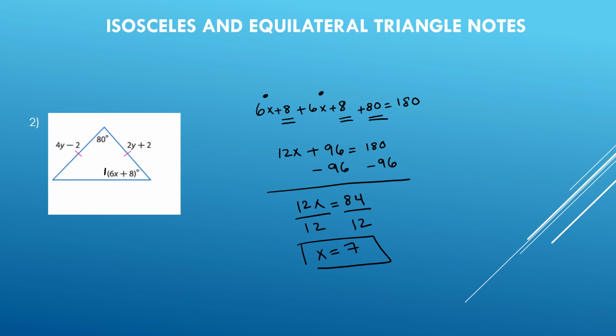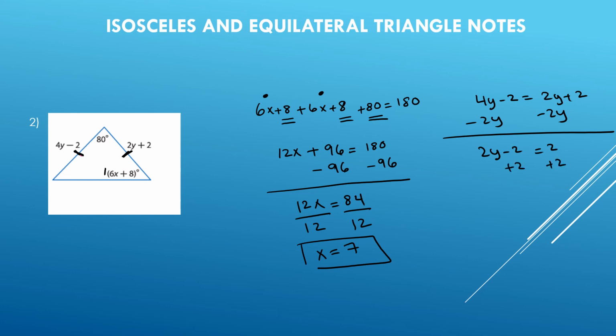Now let's set up for y. For y, we know that the sides are congruent, so we'll set them equal to each other. So 4y minus 2 equals 2y plus 2. We'll combine like terms, so we'll subtract 2y on both sides. So 2y minus 2 equals 2. Add 2 to both sides. That will give us 2y equals 4. And the last step will be to divide by 2. So y equals 2.